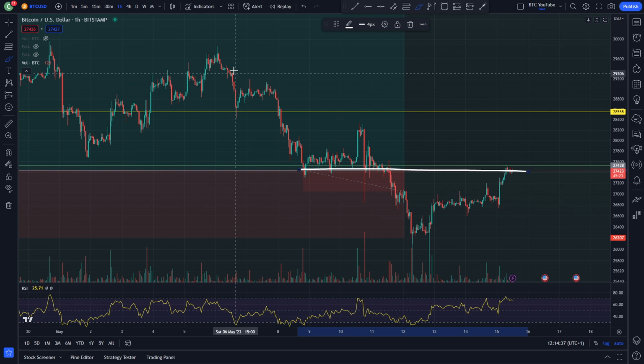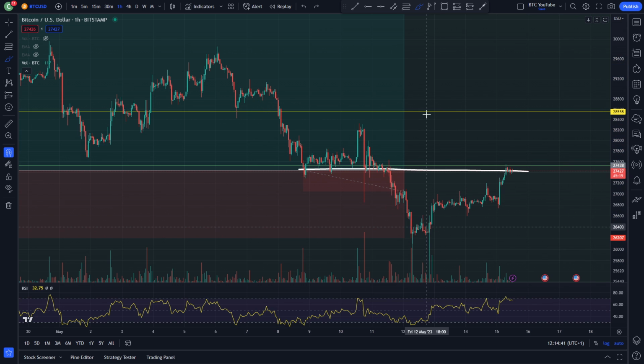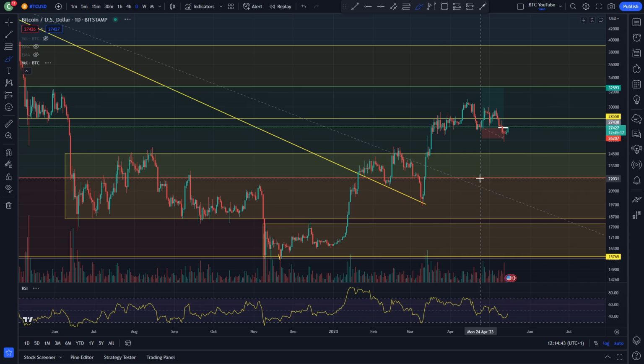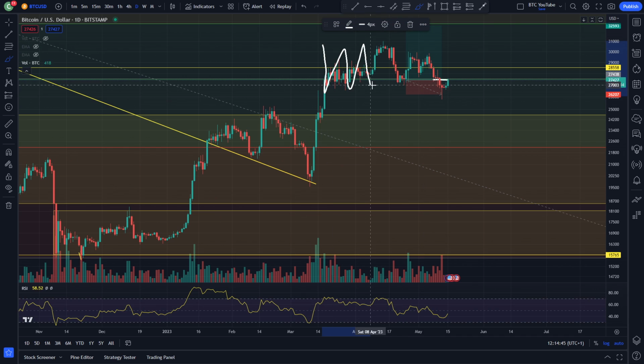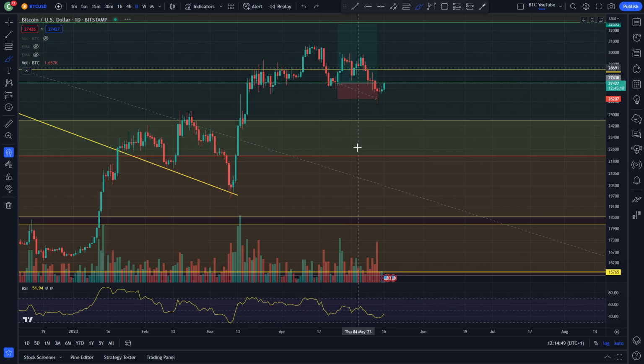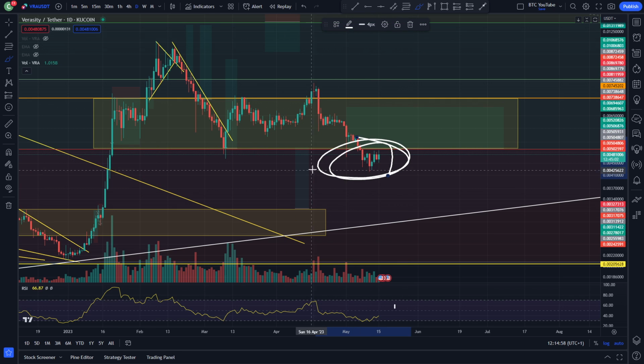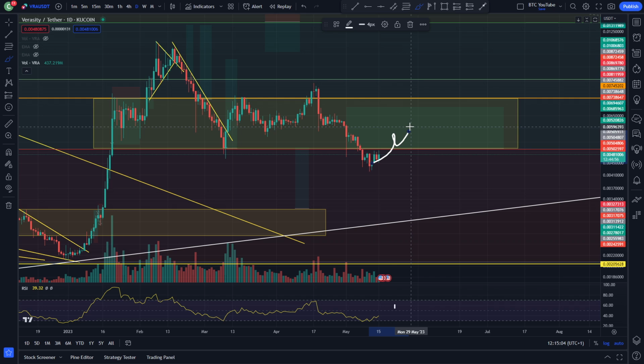It'll be interesting to see if we get the continuation to the downside like this, or if we get the deviation and come back up inside this area here, this structural area that we've really been chopping around in for Bitcoin for a good while here. But in terms of what we're looking at for Verasity, you can see it's kind of waiting for what Bitcoin is going to do in the near future. But right now, considering how oversold we are, I do think Verasity could look to maybe even just deviate back inside the range, even only temporarily, to grab some liquidity.